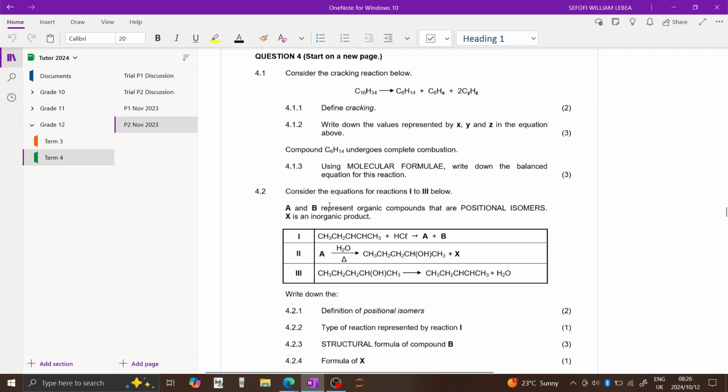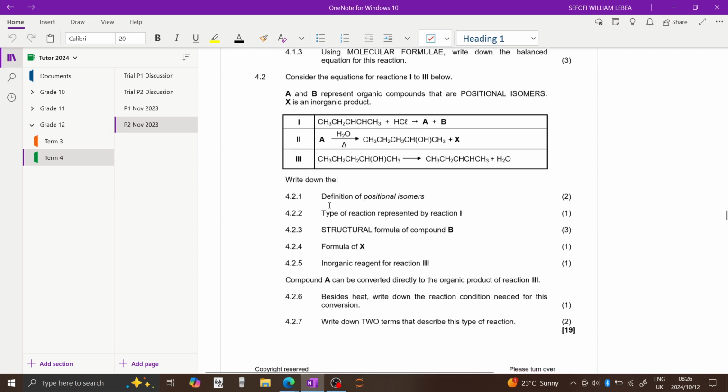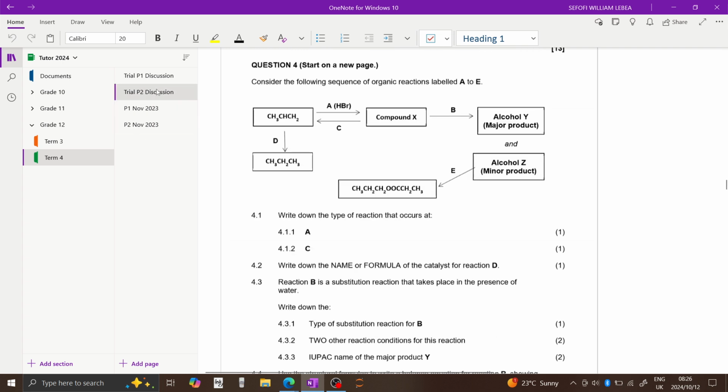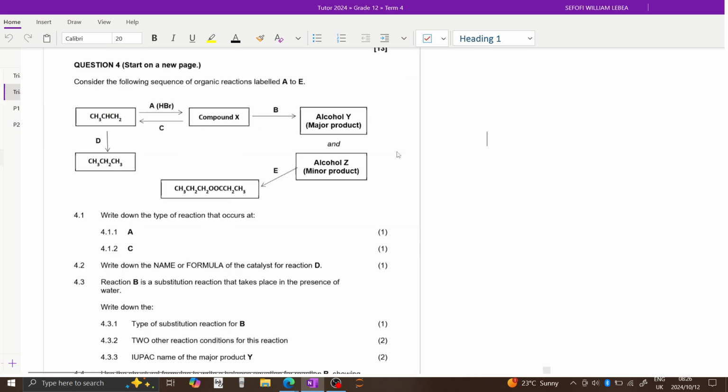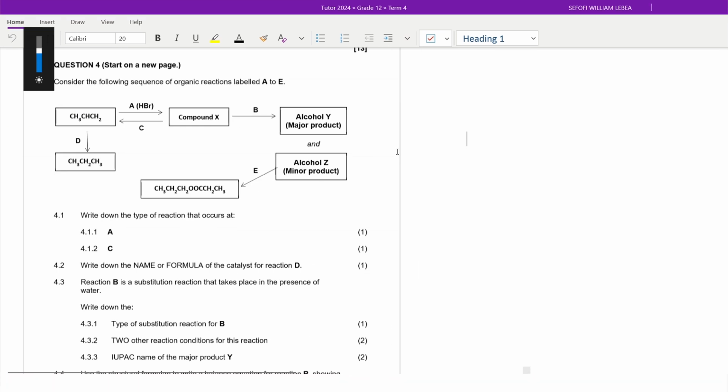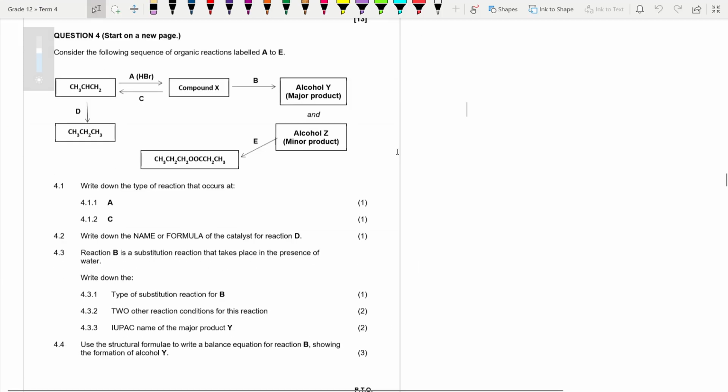Then question 4.2, in this case, they had a table which contains reaction 1 to reaction 3, and then you are asked questions based on those reactions. If we have time, we can go back and look at that. But we should start with this one here. Let me make this full screen.